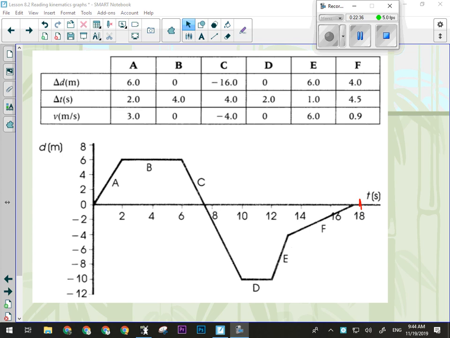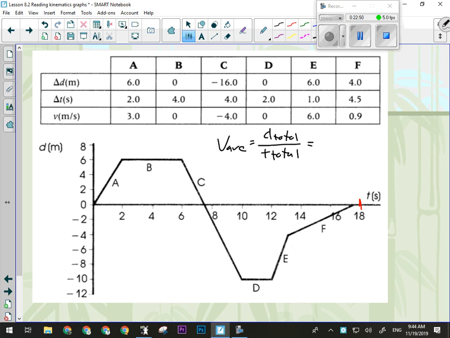So what I need to do, if I want to calculate average speed, is remember how I calculate average speed. Average speed is total distance over total time. So that means I've got to calculate how far this thing goes in total.